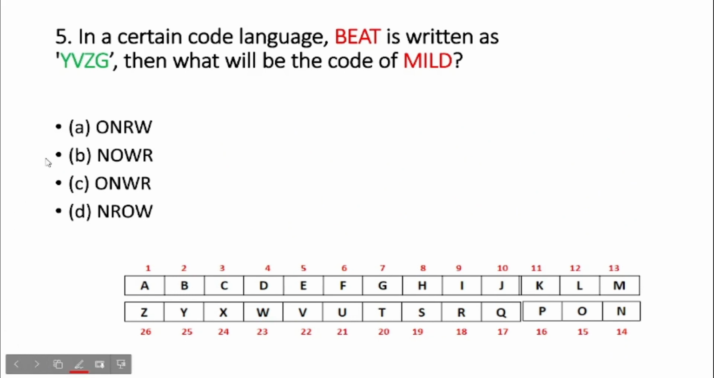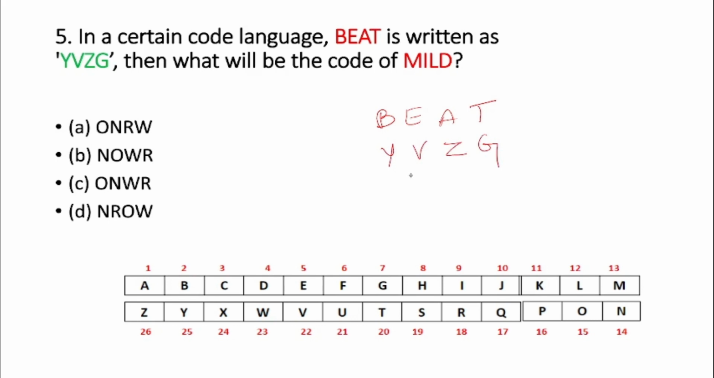And again, this is a different type, where in a certain code language beat is written as YVZG, and then what will be the code of mild?